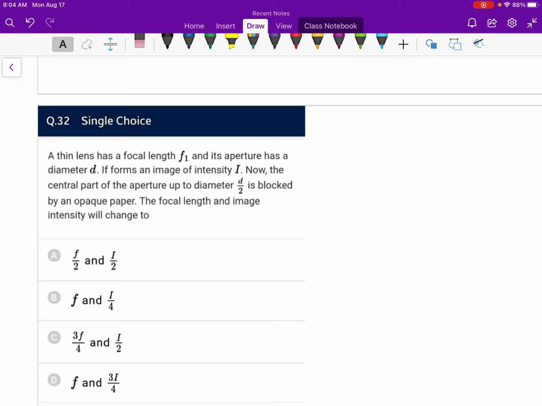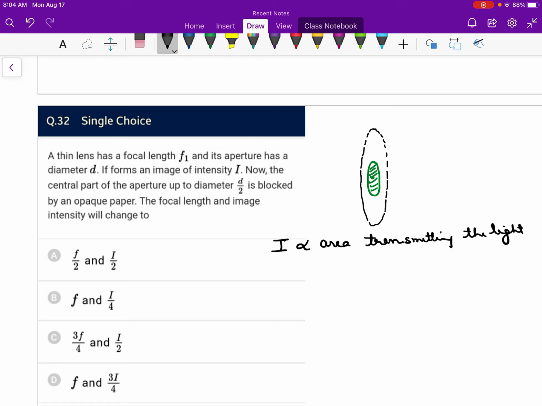Thin lens has focal length f1 and aperture has diameter d. It forms an image of intensity I. Now the central part of the aperture up to diameter d by 2 is blocked. Okay, so this is the cross section of the lens of diameter d, and we have blocked up to d by 2. Okay, so intensity of light is proportional to area transmitting the light.